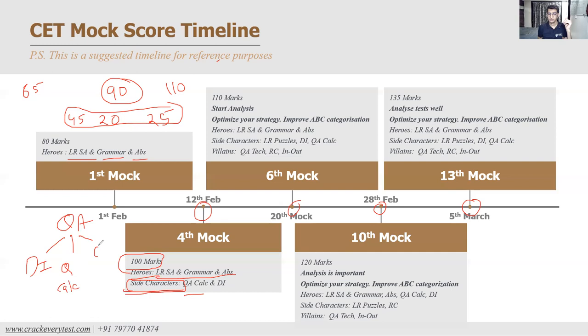Toh in teen mein divided hota hai in the ratio 20:15:15. Under normal circumstances, this might change considering we have seen a few changes, but mota moti same hi rehta hai. Last time calculative bahut zyada aa gaya tha, which was actually a very big advantage for the students. Cracker Test average students ended up doing very well there.